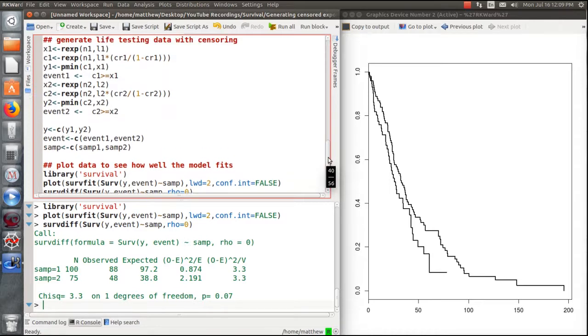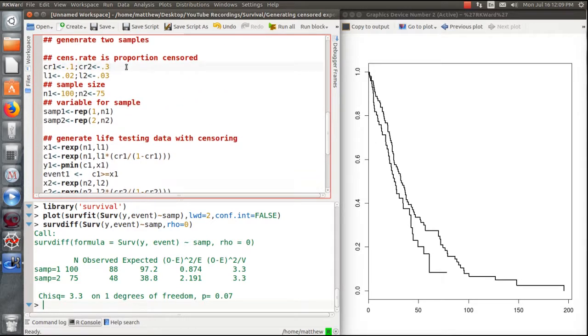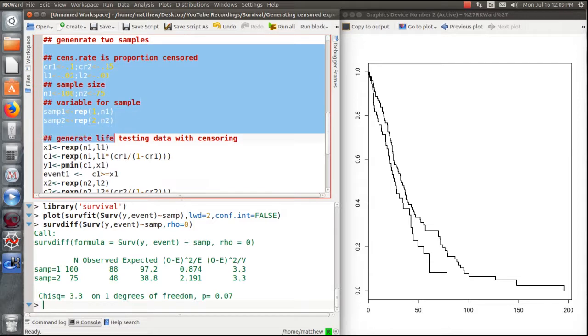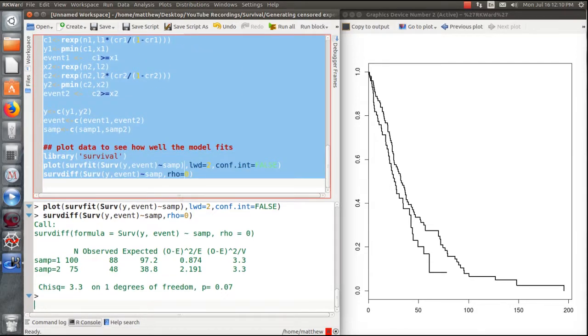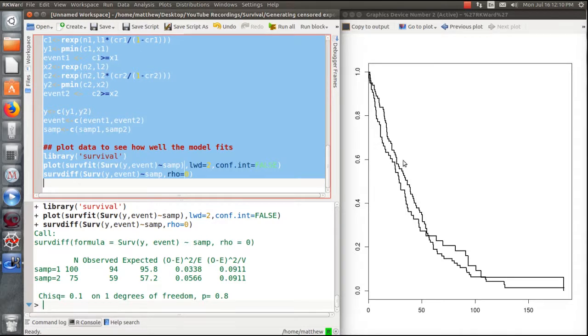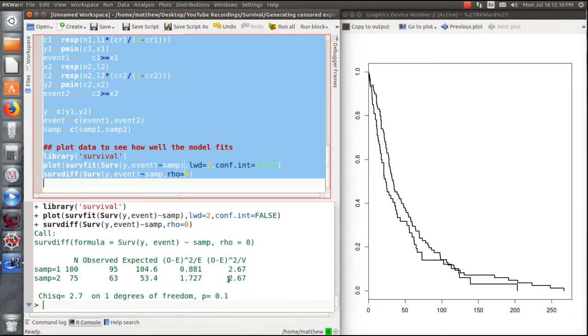And I'm going to rerun this, but reduce the amount of censoring. Let's say it's 15% in this one and 10% in sample 1, and rerun it under identical scenarios. And here are the Kaplan-Meier curves, and this p-value is 0.8, which is a little surprising to me. I'm going to rerun it and see what happens. It's 0.1 this time, so not much evidence. But anyway, that's how you generate censored exponential data with a specific proportion of censored observations in mind.